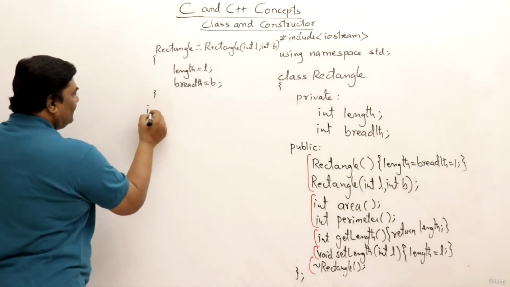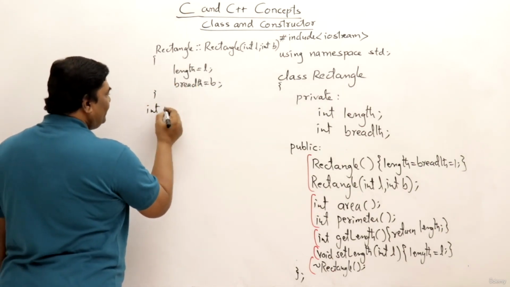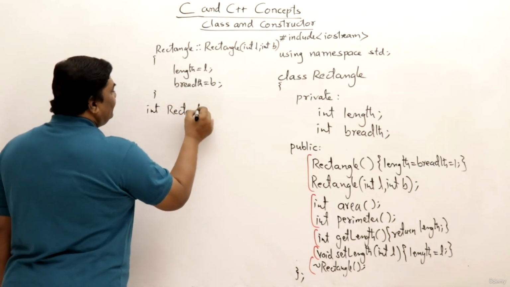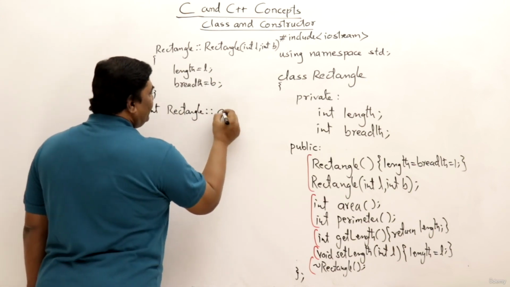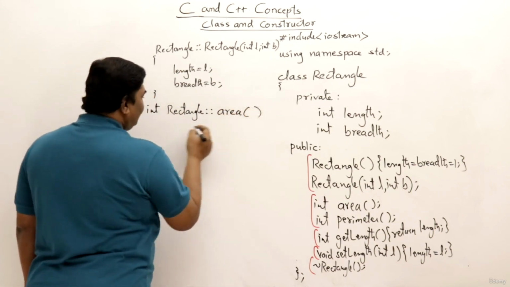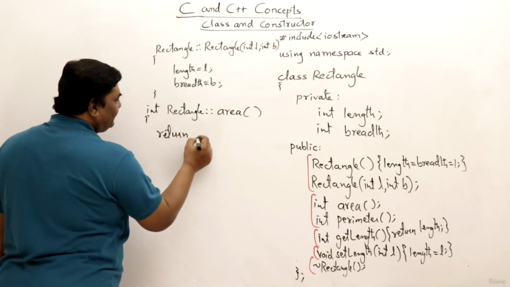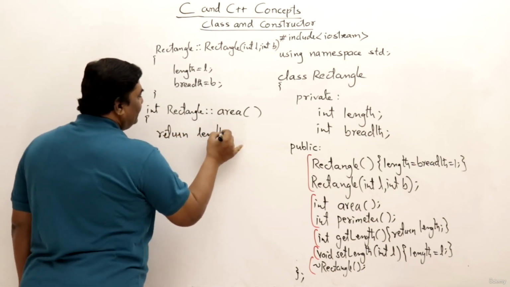Now the next function is the area function. I will write down the implementation of the body of that function. This is the return type, then the class name Rectangle and scope resolution. The function name is area. It doesn't take any argument, so it's also a single line function. I will just say return length into breadth.